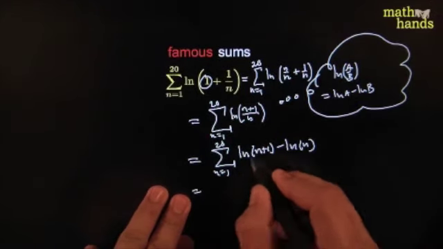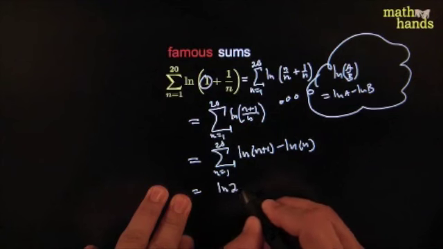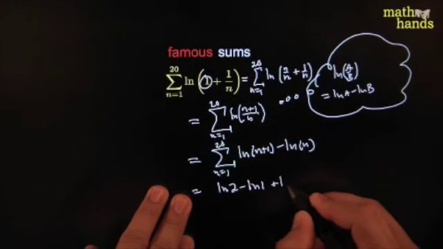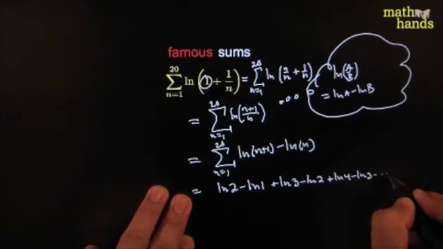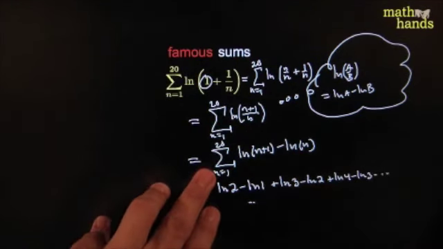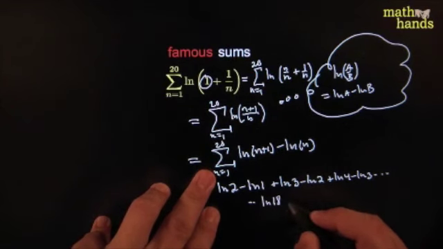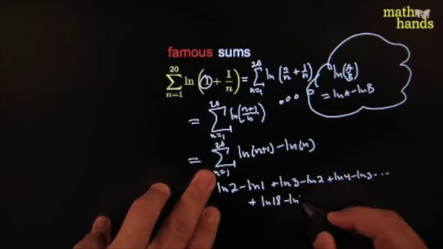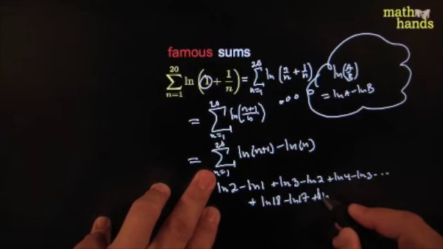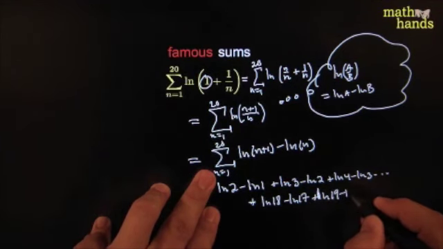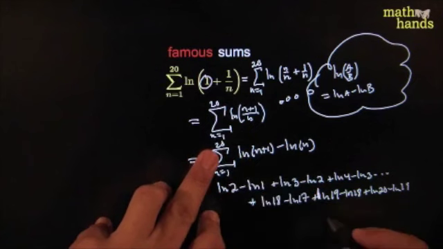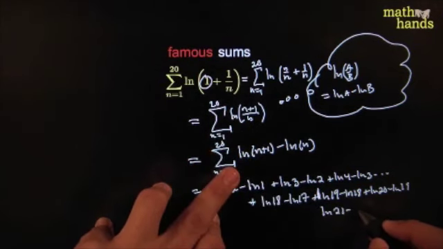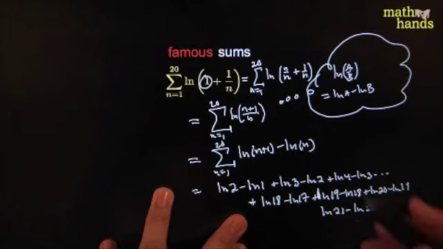So I start to write them out. As n goes from 1 to 20, that will give me ln 2 minus ln 1, plus ln 3 minus ln 2, plus ln 4 minus ln 3, etc. The very last ones, I'm going to start with 17 on the end: ln of 18 minus ln of 17, plus ln of 19 minus ln of 18, plus ln of 20 minus ln of 19. And the very last one, when n is equal to 20, I would get ln of 21 minus ln of 20. And I start to see what cancels.